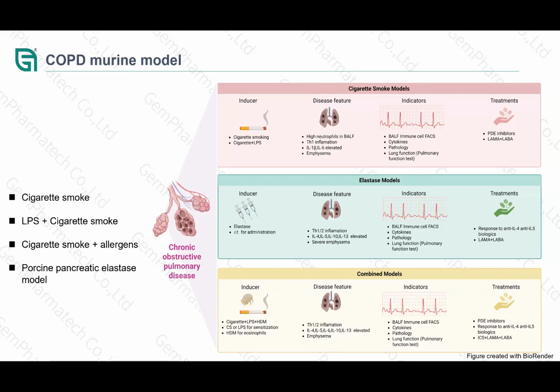The first one is a classic type 1 inflammatory model, primarily induced by the cigarette smoke. And the second one is the model with pulmonary type 2 inflammatory phenotype, co-induced by the cigarette smoke and the house dust mite. The third one is a porcine pancreatic elastase-induced model, with the emphysema as the main phenotype.